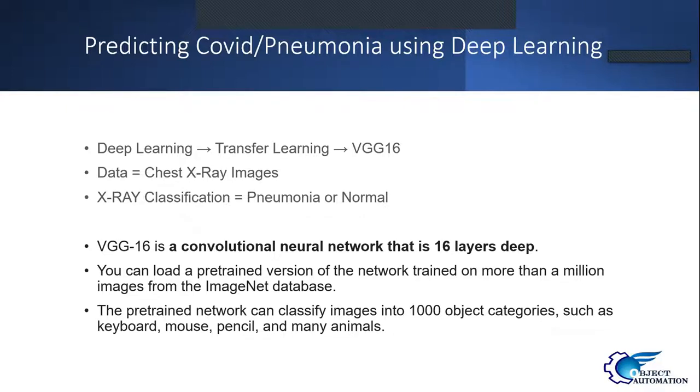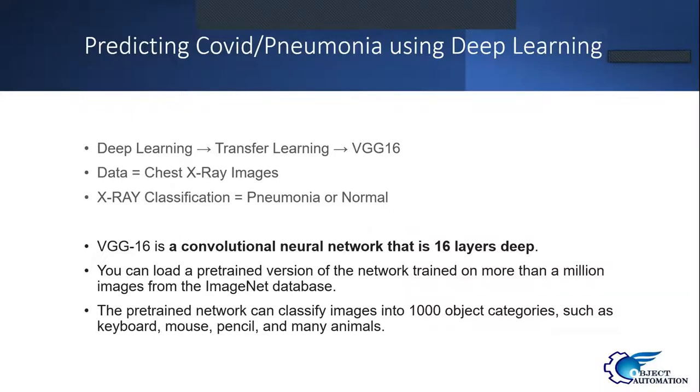So basically, what I did is, there are some X-ray images, a database available in Kaggle. I downloaded it. I trained a model based on this database, and it's a classification problem. Like, the model has to identify whether this image belongs to a patient who is having pneumonia or not. So this was the problem.